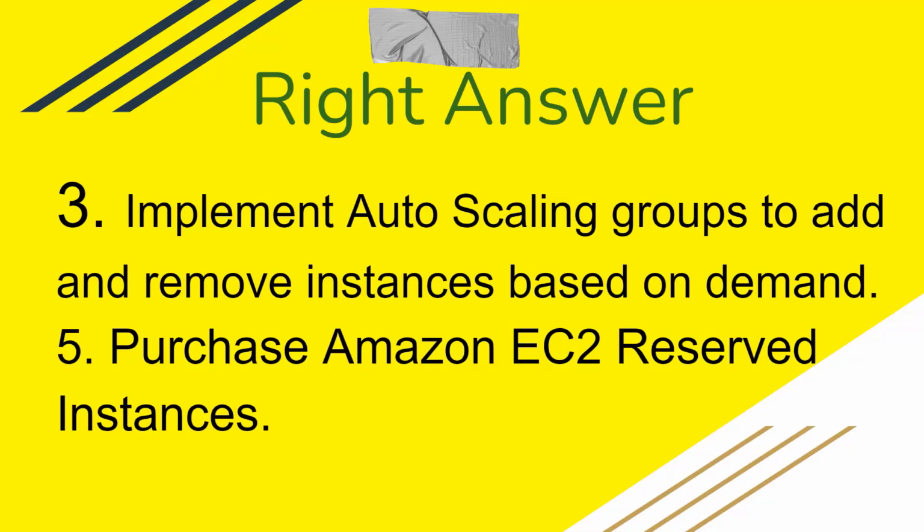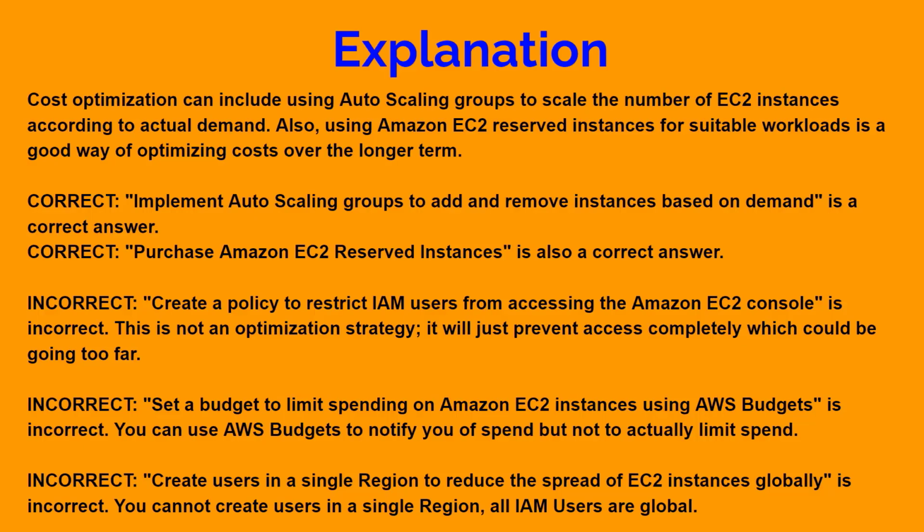Right answer is 3. Implement auto-scaling groups to add and remove instances based on demand. 5. Purchase Amazon EC2 reserved instances. Explanation. Cost optimization can include using auto-scaling groups to scale the number of EC2 instances according to actual demand. Also, using Amazon EC2 reserved instances for suitable workloads is a good way of optimizing costs over the longer term.